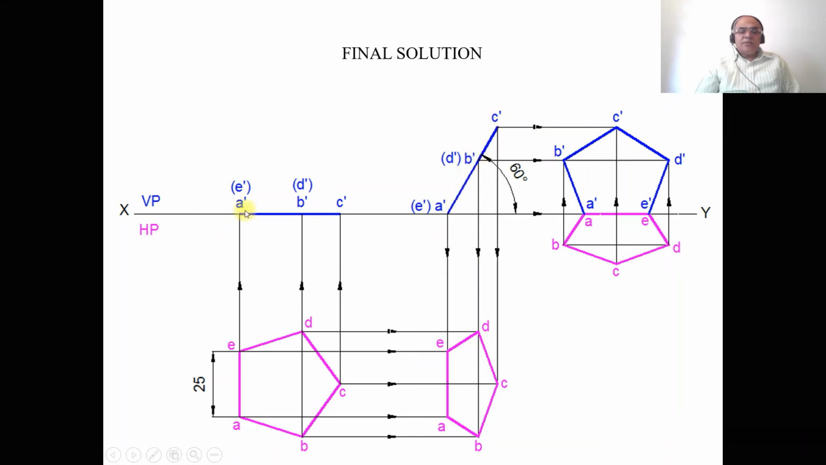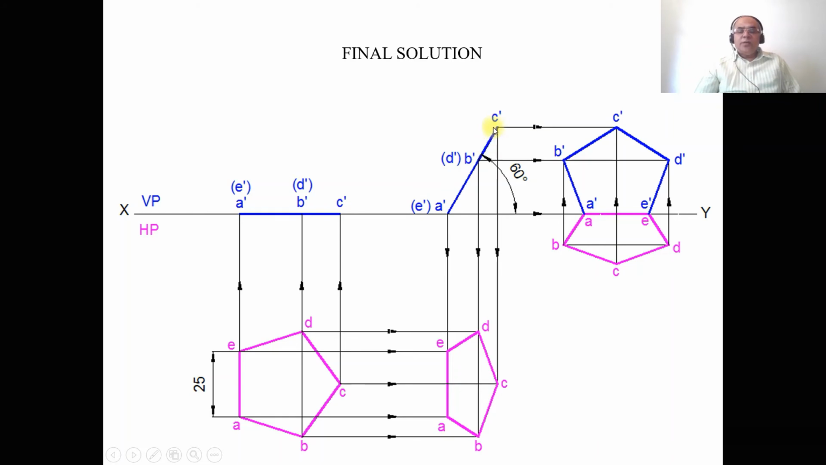Again with A dash as center, taking the radius of A dash E dash on the first position front view, transfer it from A dash, E dash in the second position front view, and cut an arc on that 60 degree line, and you mark this point as C dash. Similarly, with A dash as center, taking the radius of A dash B dash, cut an arc on that 60 degree line, and you mark that point as B dash and D dash in bracket. Then join A dash to C dash with a dot line.